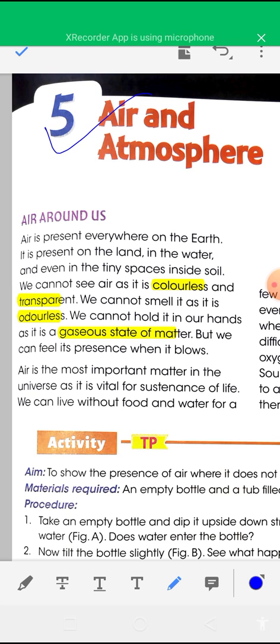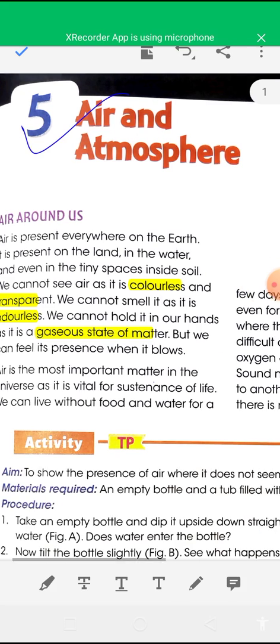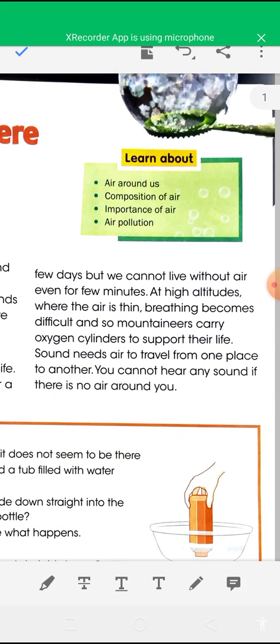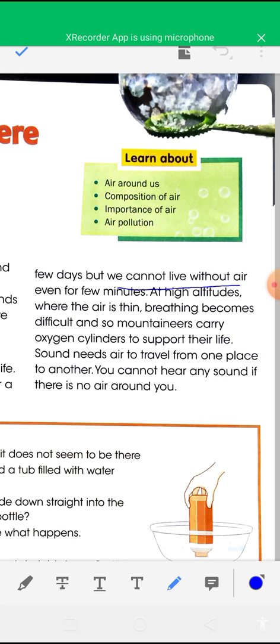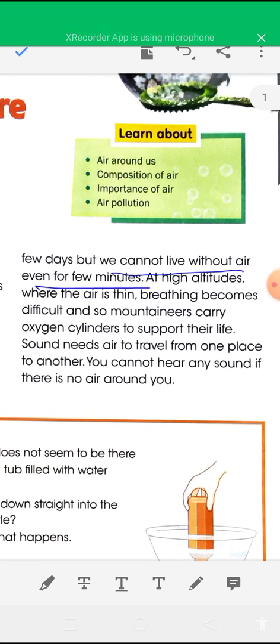Now see the importance of air. Air is the most important matter in the universe, as it is vital for the sustenance of life. We can live without food and water for a few days, but we cannot live without air even for a few minutes.